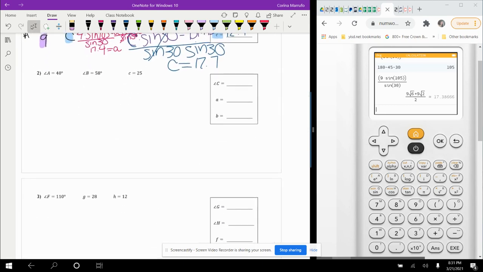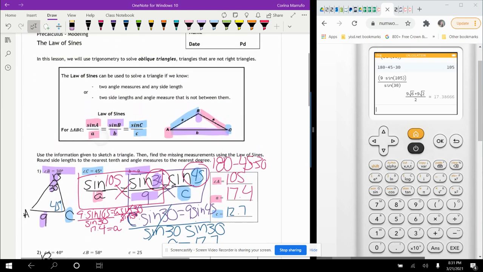They want us to draw a picture. So here they give us angle A, angle B, and little c. So let me draw a picture so you can kind of understand what those rules were that they were telling us about in the beginning. So we have A, B, and C. So big A is 40. Big B is 58. We don't know what big C is, but we do know little c is 25, which is across from big C. So this side is 25. So as you can see, this side is in between the two angles of 40 and the 58.